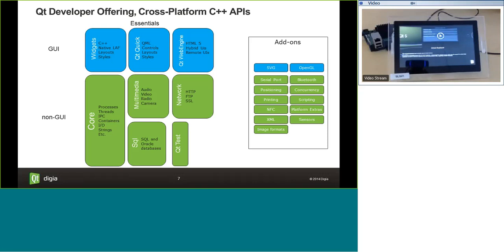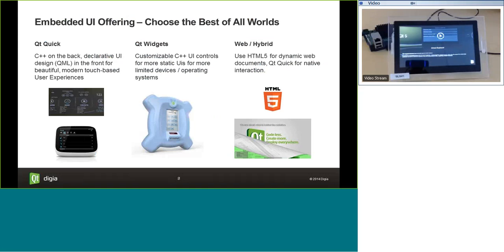The tip of the spear for embedded and mobile, let's say touch-based UIs, is Qt. There are three main reasons why Qt is really good for embedded UI creation. First of all, you can do beautiful modern user interfaces using Qt and with maximum performance. So Qt has really been designed for creating user interfaces.